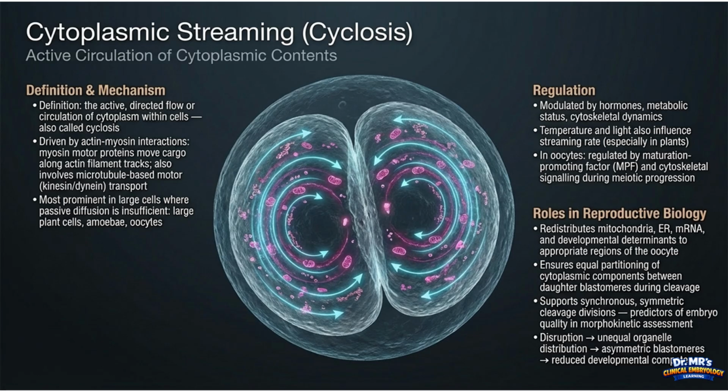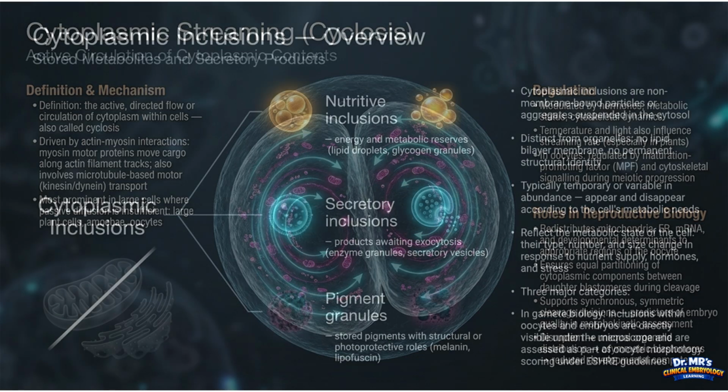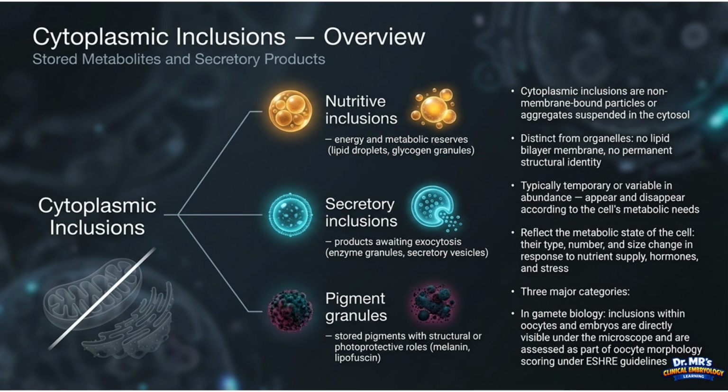With the dynamic processes of the cytoplasm established, let's turn now to its static residents, the inclusions, which tell their own clinical story. Not everything in the cytoplasm is a permanent resident. Alongside the organelles and cytoskeletal machinery, the cytoplasm also houses a class of structures called inclusions, temporary, non-membrane-bound particles and aggregates that appear and disappear in response to the cell's metabolic needs. Understanding what they are and what they represent is essential for interpreting oocyte morphology.